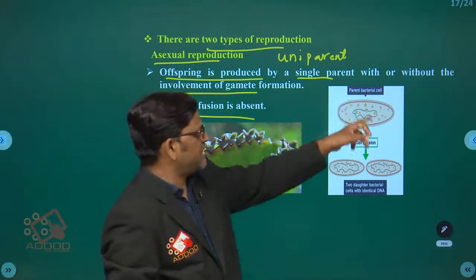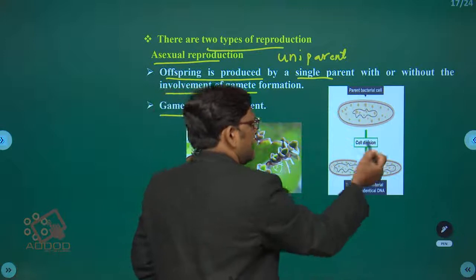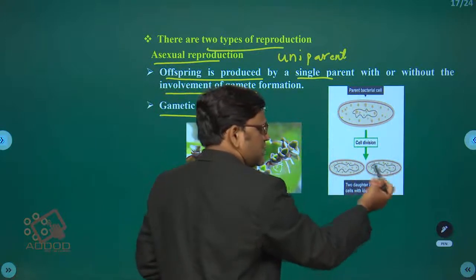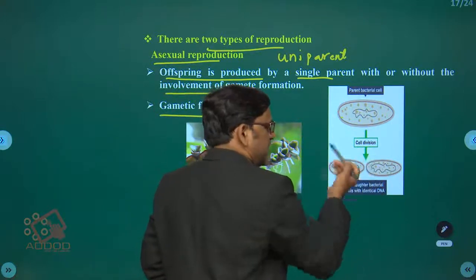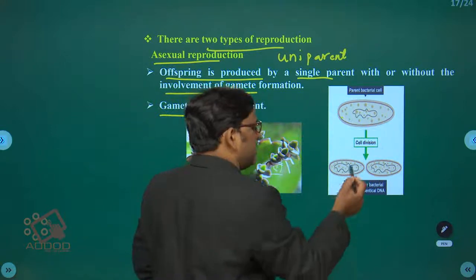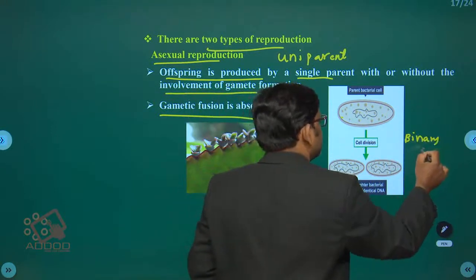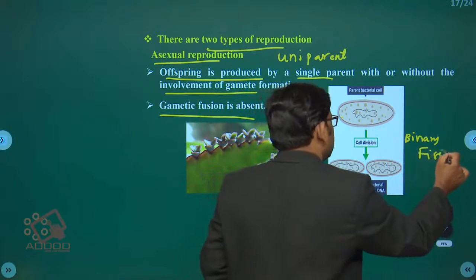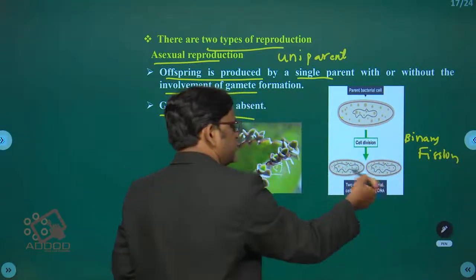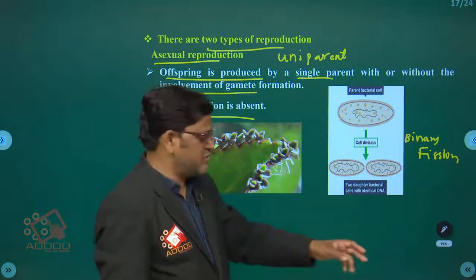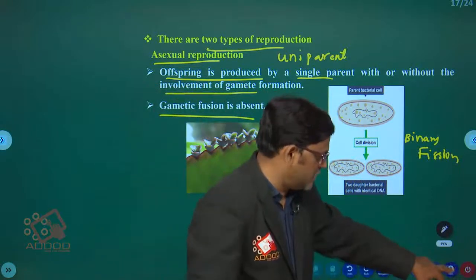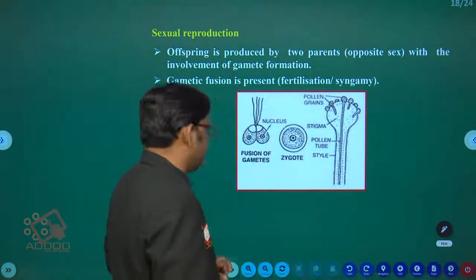Here you can see this bacterial cell, the cell dividing into two daughter cells. This is one type of cell division only. So reproduction by cell division is called as what? Binary fission, where the single parent gives rise to two daughter cells. This is called binary fission, which is more common in unicellular organisms like bacteria.